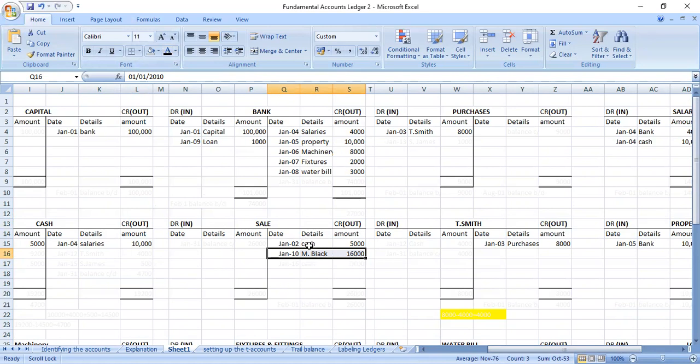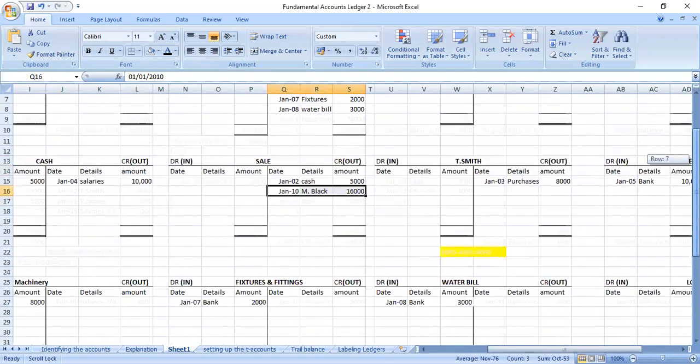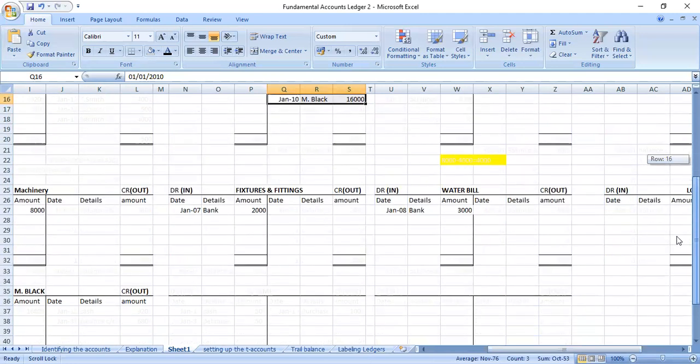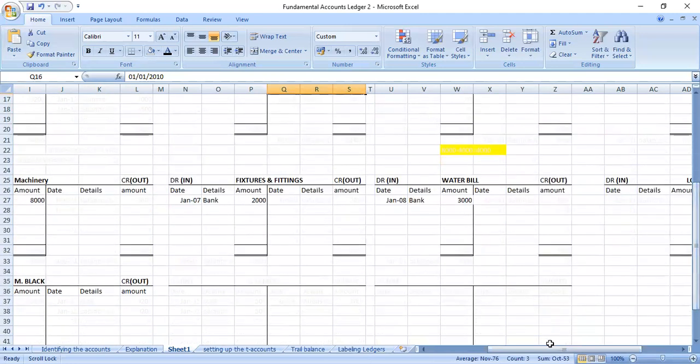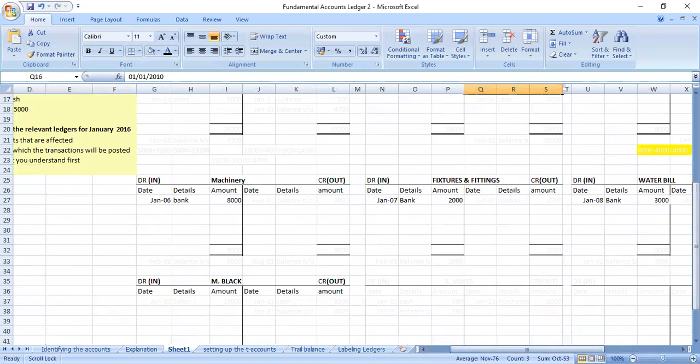It was not a cash transaction. It was not a bank transaction. It was sold to M Black. So to complete our double entry system of recording, we're going to look at M Black's account. Who did the goods go to? Well, the goods went to M Black, so it went into M Black's account.